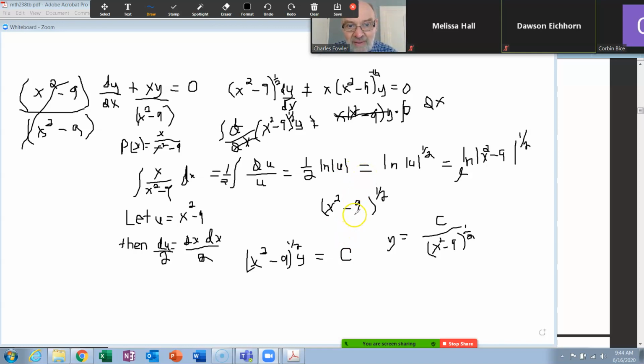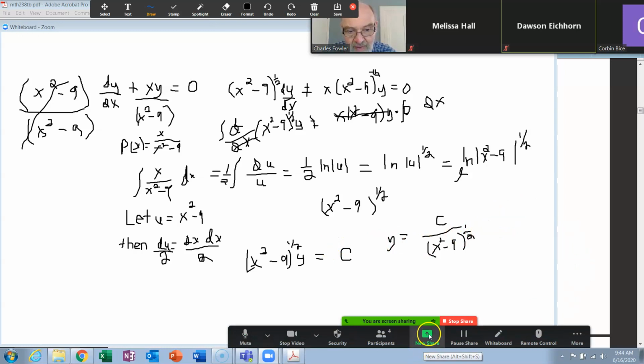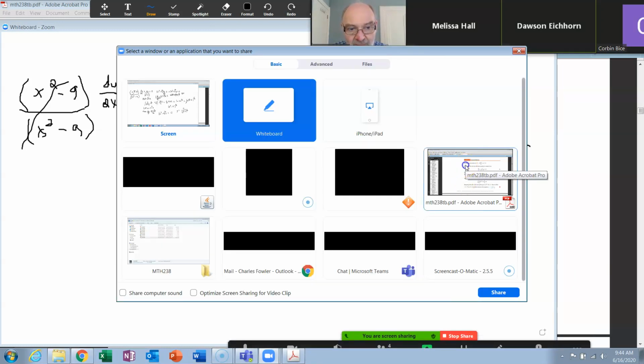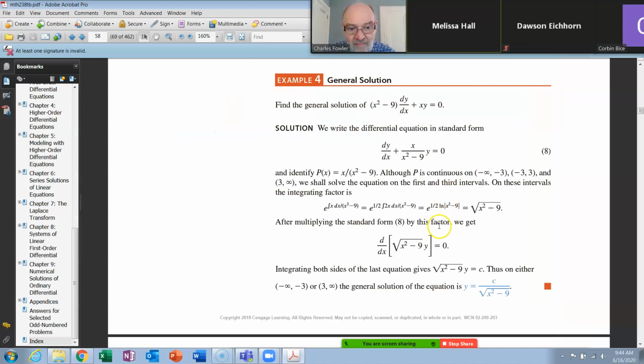Any questions? Do you need this up here anymore, or can I go back to the book? Let's go back to the book. And you see here's their solution. Y is equal to c over the square root of x squared minus 9. And they say thus on either -infinity to -3 with an open parenthesis there, or from 3 to +infinity with an open parenthesis there, that's the general solution. On either part of that interval, you can do that.